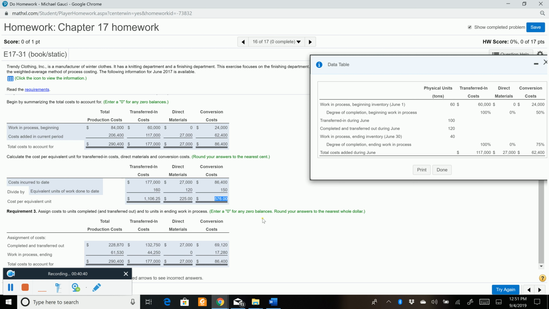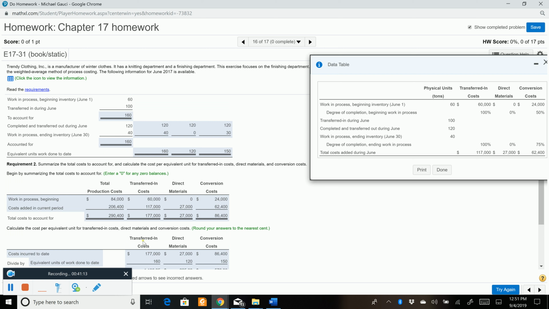And the last step in this process costing is to assign our costs. So what we have to do is figure out of this 290,400, how much of it is going to move on to the finished goods and how much of it stays in the ending WIP. And we will do that by basically taking our equivalent units and multiplying it by our cost per equivalent unit. So completed and transferred out. Let's take a look at that.